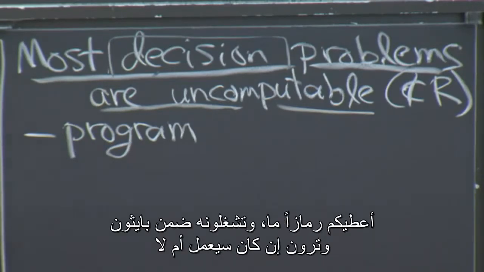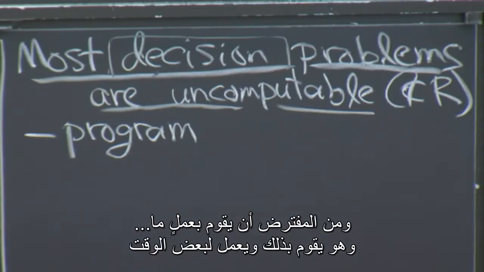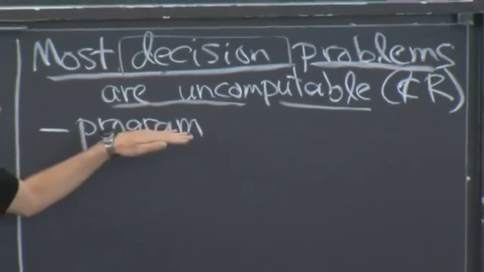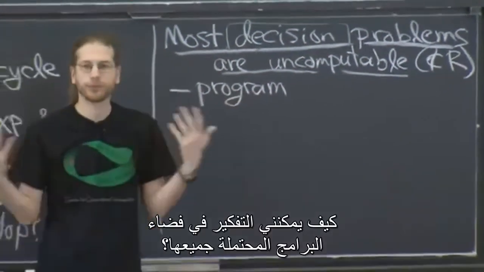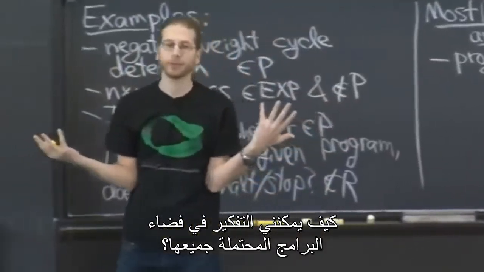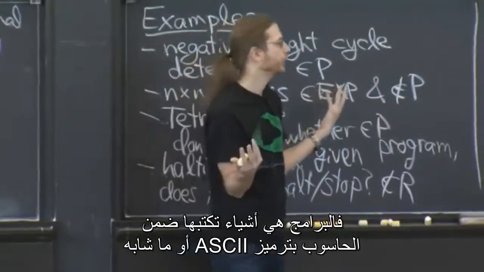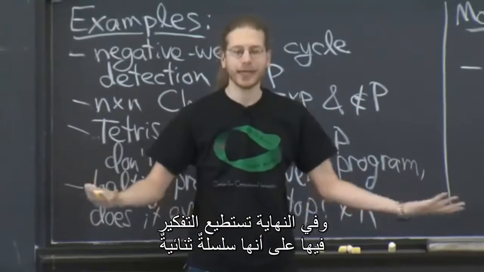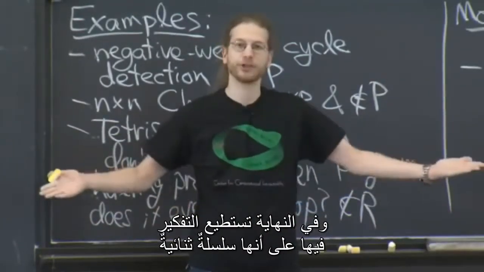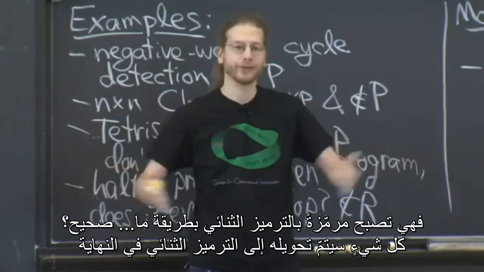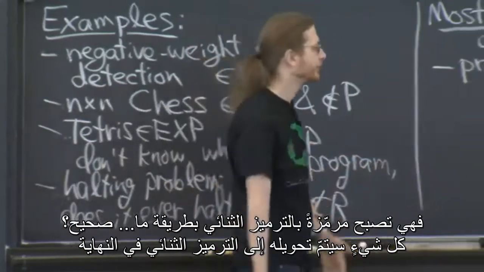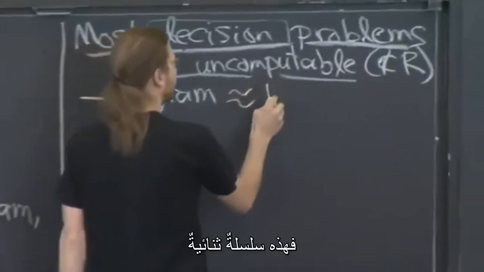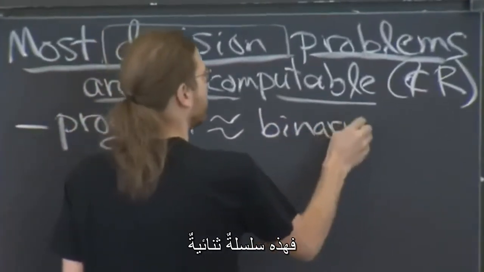I give you some code. You throw it into Python. Either it works or it doesn't. And it does something, runs for a while. How can I think about the space of all possible programs? Well, programs are things you type into a computer in ASCII, whatever. In the end, you can think of it just as a binary string. Somehow it gets encoded in binary, right? Everything is reduced to binary in the end on a computer. So this is a binary string.